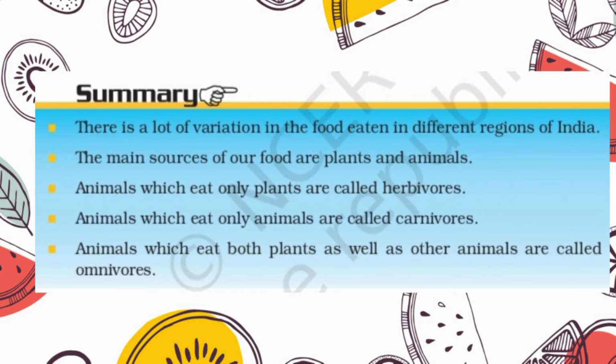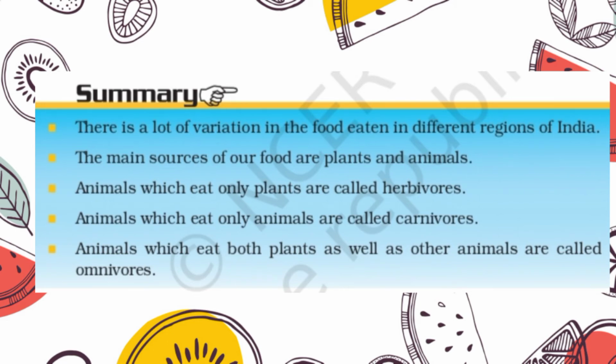Animals which eat only animals are called carnivores. So lion, tiger, all these come under carnivores. Animals which eat both plants as well as other animals are called omnivores. So these things you have to keep in mind. So what is the main thing?